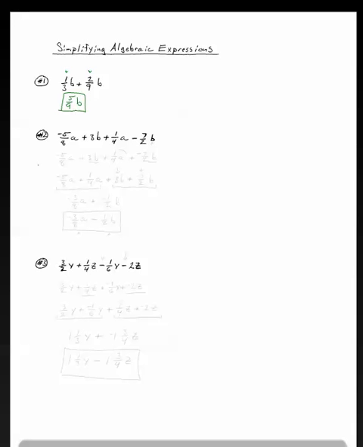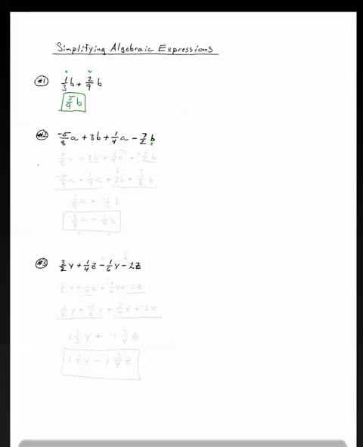Example 2 is a little bit more complicated. Notice that we have a terms, but we also have b terms. So the first thing we want to do is change our subtraction, which is right here, to addition of the opposite. And then the next thing we're going to do is write our like terms next to one another.